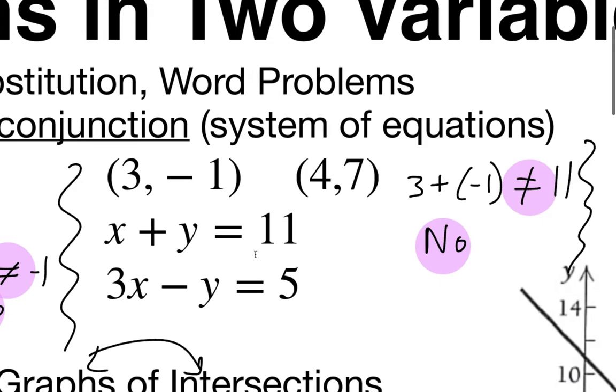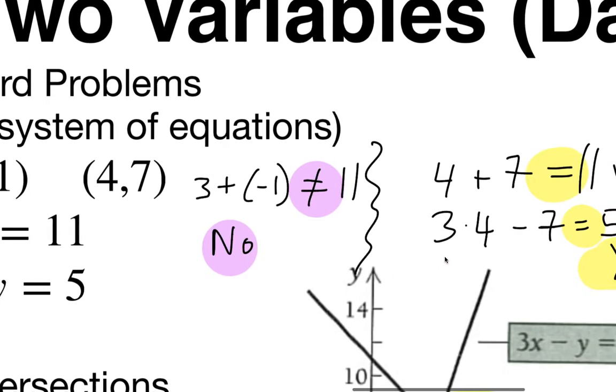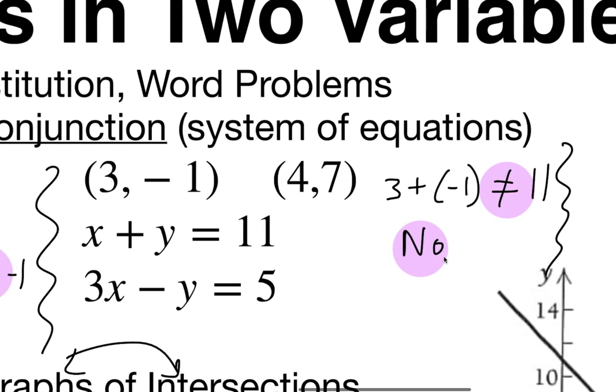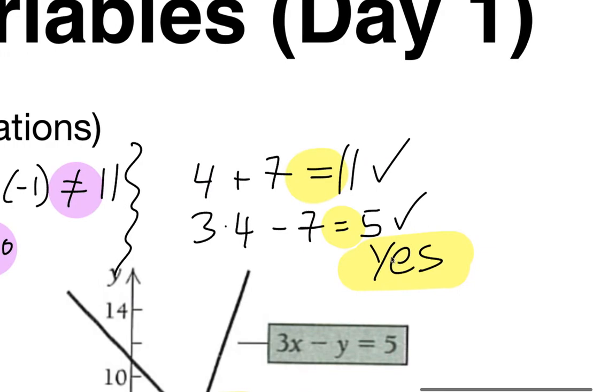So check this out. Which of these is a solution to the system of equations? Well, we can see that if you try and plug in 3, negative 1, you don't get 11, so therefore it's not a solution to the system. But if you try 4, 7, it works for both, as you can see here. It's a solution of both.